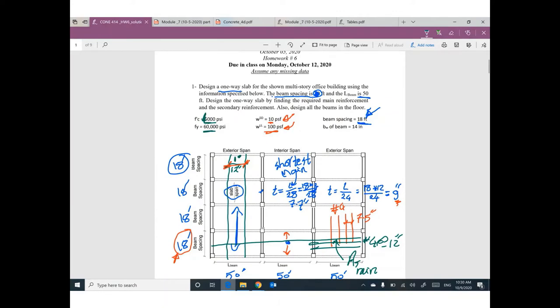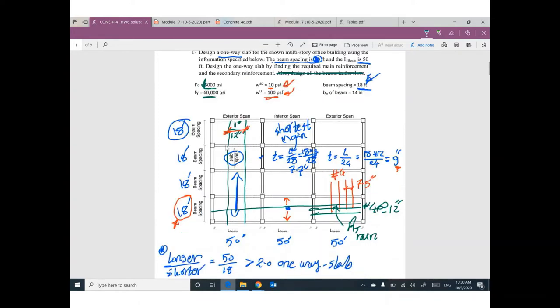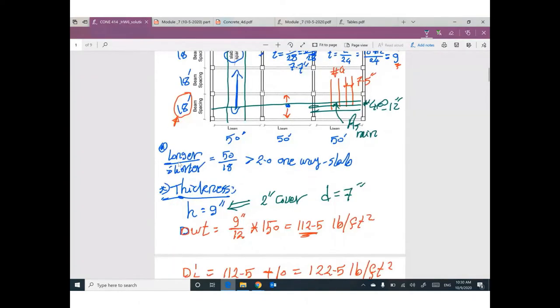This is the design of the slab. Also, the problem asks to design beams, but forget it right now. We are focusing on the slab. So guys, do you have any questions on how to design a one-way slab? It's very easy. You need to check first. We know this one is a one-way slab, but in real life, you need to check if the slab is one-way or two-way.